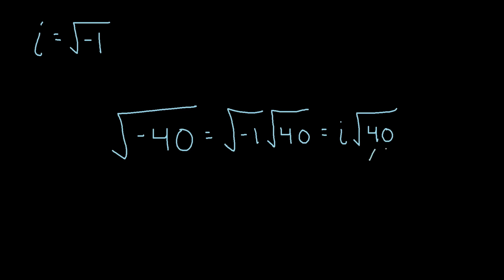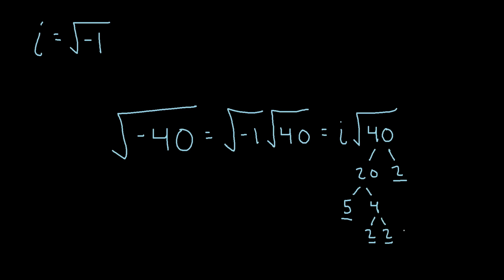So for example, 40 could be broken down into 20 times 2. 2 is a prime number, so we'll underline that. 20 can further be broken down into 5 times 4. 5 is a prime number, so we'll underline that. And then 4 can further be broken down into 2 times 2. And both of these 2's are prime numbers. So we've performed prime factorization.